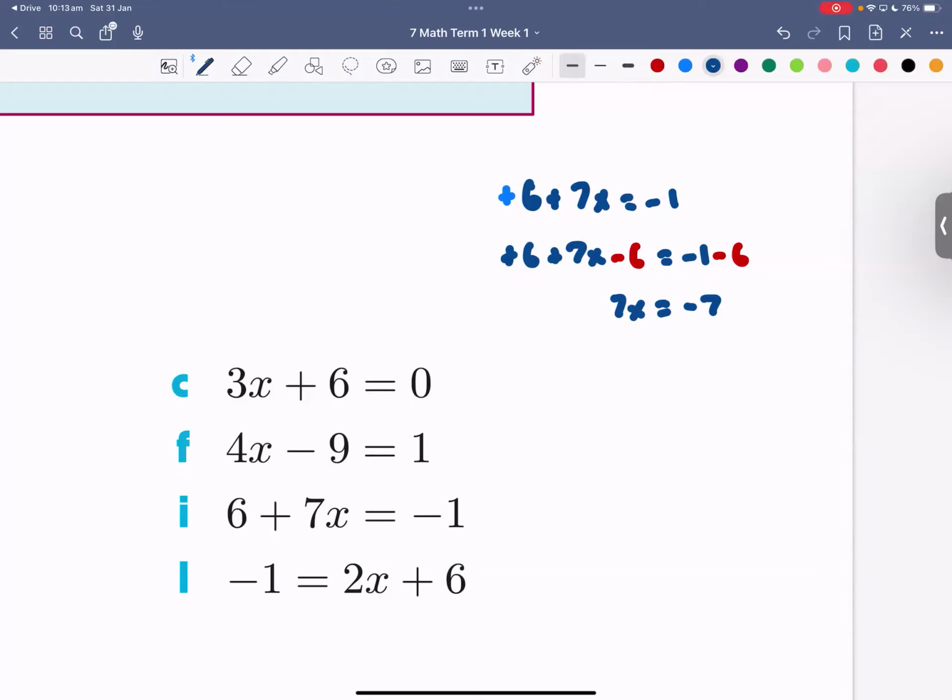All right. Cool. So 7x is -7. And then we're going to divide both sides by 7. I'll divide the left side by 7 and we'll divide the right side by 7. All right. So then x equals -1.